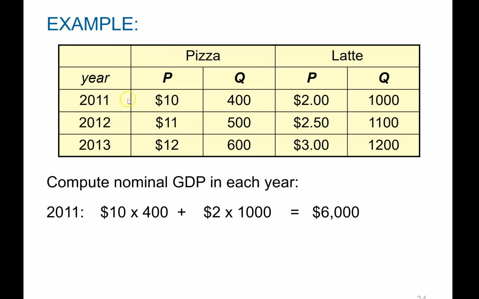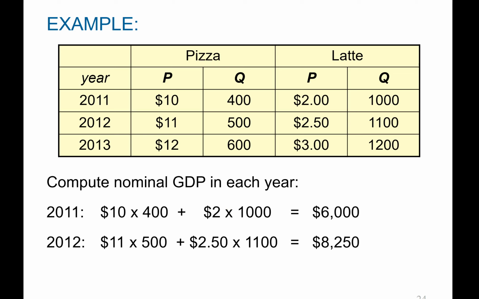Well, all we do is take the price times the quantity of each of the two goods, and the assumption here is that this economy is only producing pizza and lattes. And we can see pretty easily that in 2011, 10 times 400 is going to give us 4,000. $2 times 1,000 is going to give us 2,000. So for the year 2011, the total GDP then would be 6,000. And that would be nominal GDP.